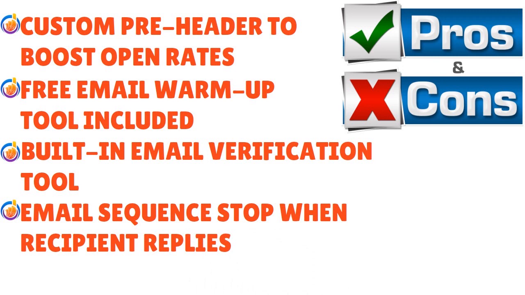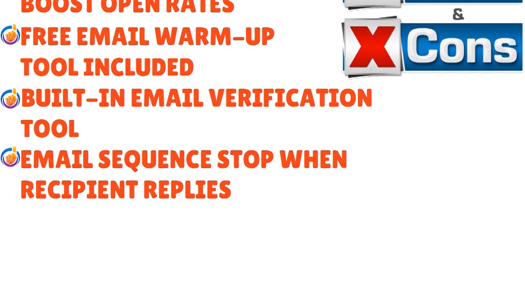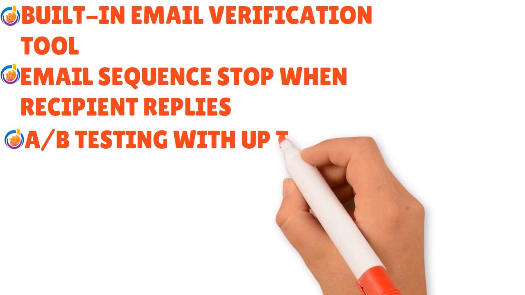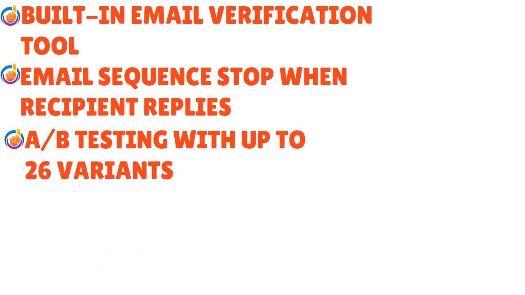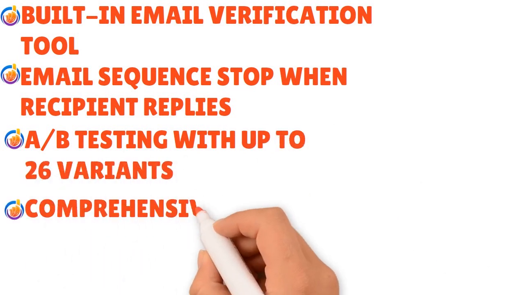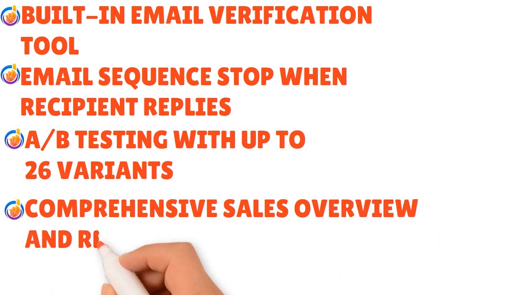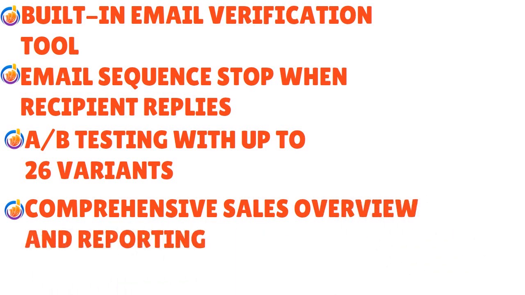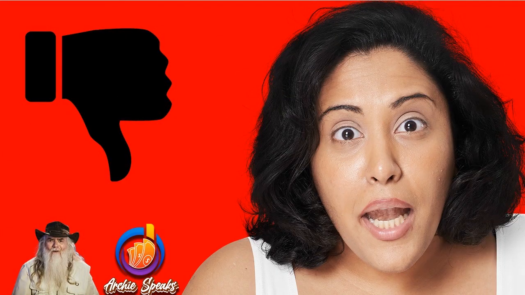In terms of automation and scalability, this is really good because when you're sending 1,000 emails, it's still relatively manageable. When you send 1 million emails, you better have a tool such as Saleshandy to help you out. And you have A/B testing with up to 26 to 30 variants. You also have a comprehensive sales overview and reporting process, and this is really good across the channel, across the platform. What about the cons here?